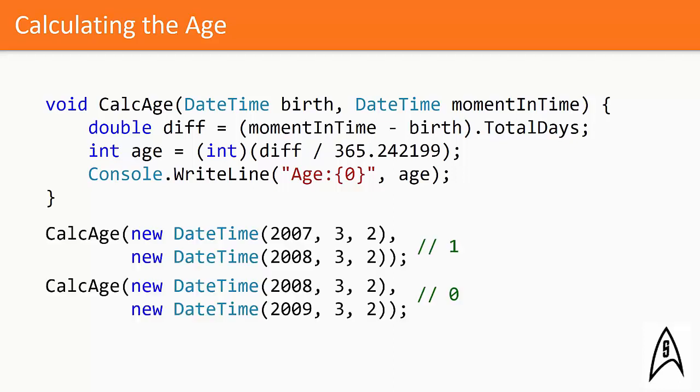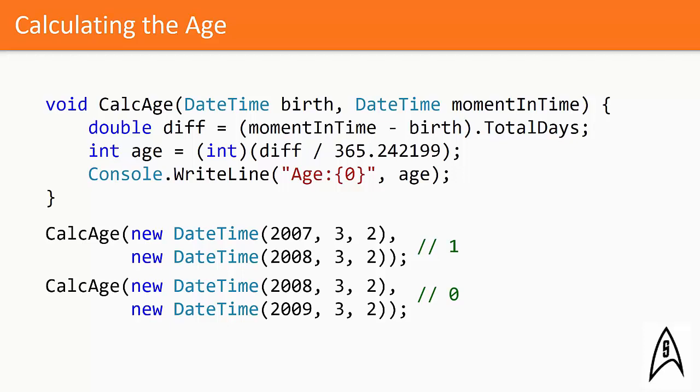For example, according to this function, a human born on the 2nd of March 2007, in a non-leap year, will be 1 year old on the 2nd of March 2008, which is a leap year, while a human born on the 2nd of March 2008, which is a leap year, will be 0 years old on the 2nd of March 2009, which is a non-leap year. Don't ask me why this is so. The short answer would be, it's just mathematics, nothing personal.